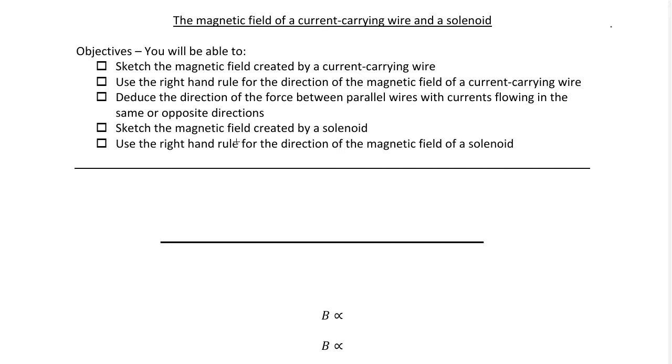In the previous lesson, we saw that a wire that's carrying a current, when placed in an external magnetic field, will experience a magnetic force. Now we're going to see that a current-carrying wire generates its own magnetic field around it.